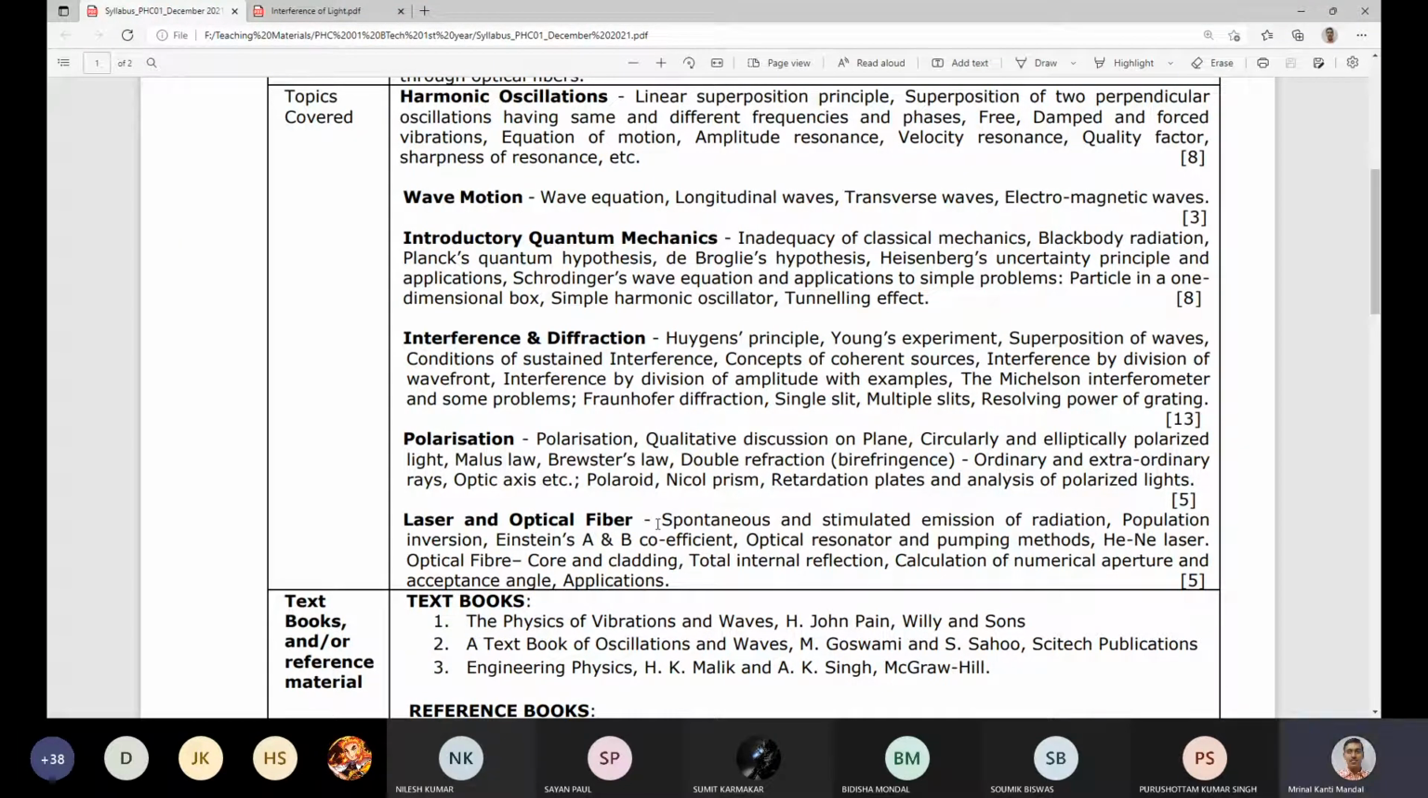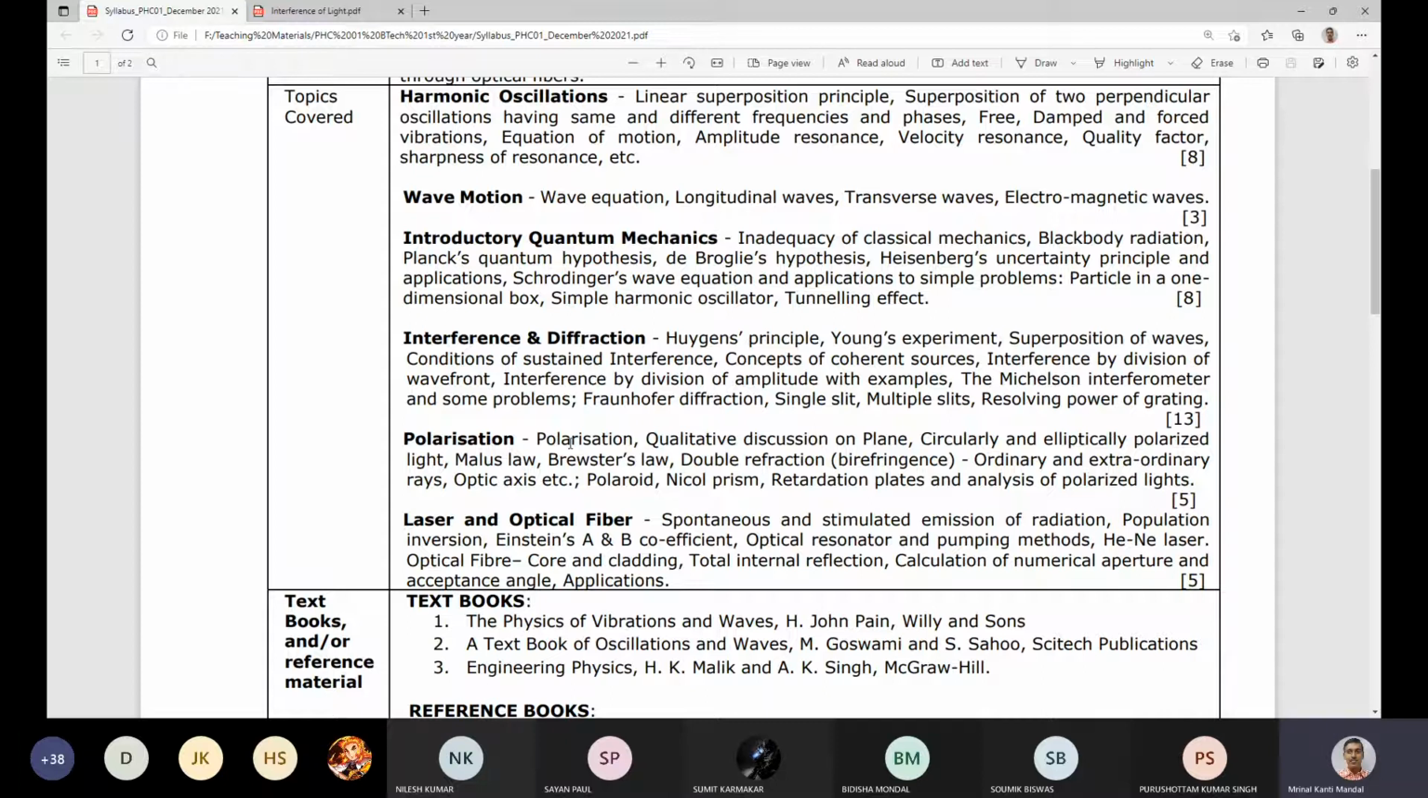Okay. So this paper is divided into two halves, right? First half will be discussed by another teacher, Dr. Sukhadev Sahu. So he will discuss harmonic oscillators, wave motion, and introductory quantum mechanics. These three units will be discussed by Dr. Sahu. And the remaining three units, that is interference and diffraction, polarization, and laser and fiber optics, these three topics we will discuss from my side.